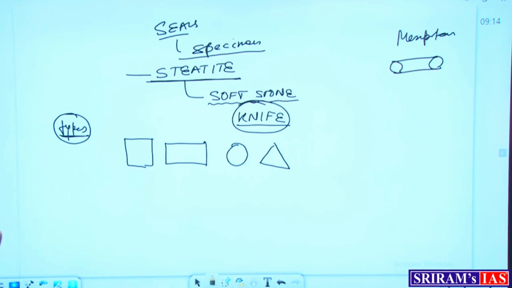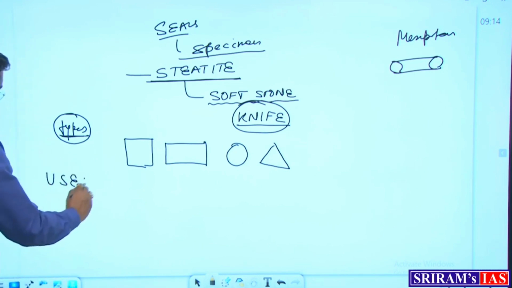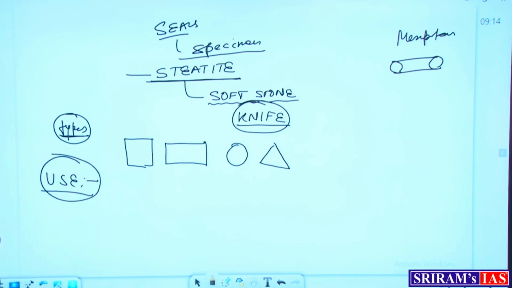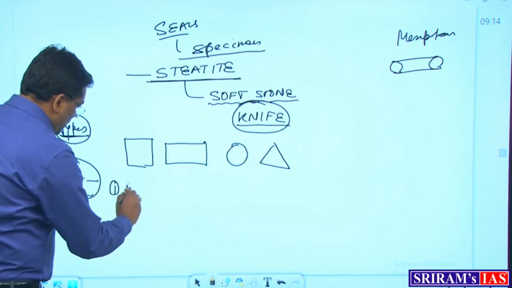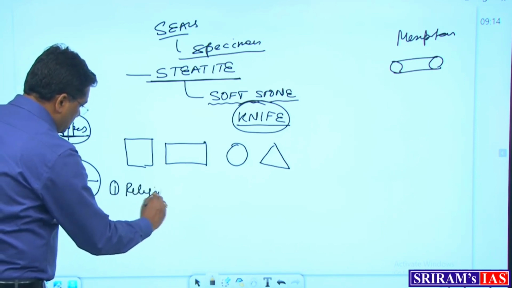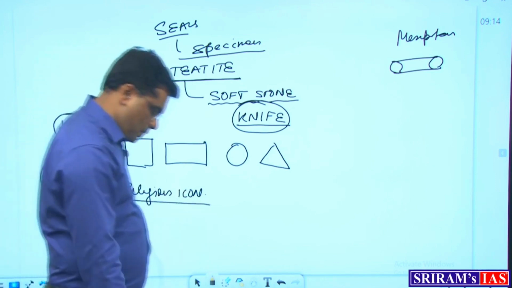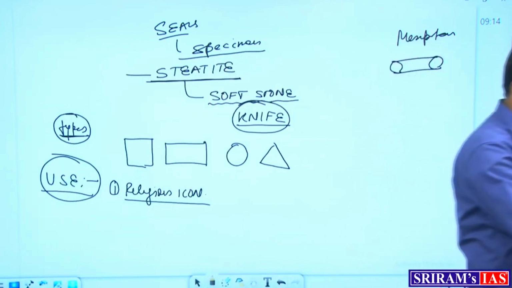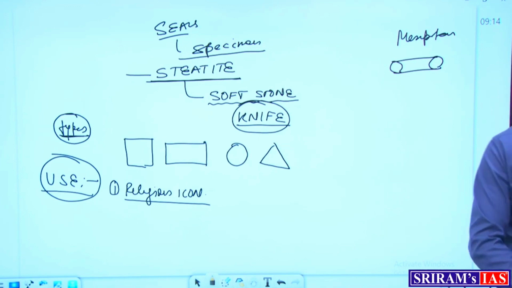What are the possible uses of the seals? First important thing, many symbols are religious in nature. So seals are religious icons.